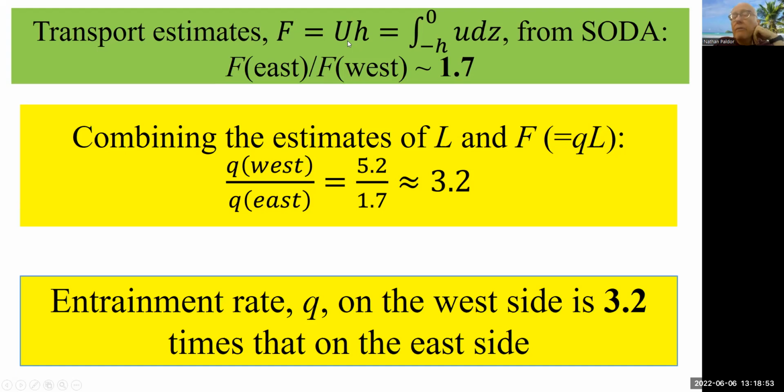We can calculate, again from SODA, the ratio in the fluxes by taking the integral of U over H from a very deep level, say minus 1,000 meters or so. And we find that on the east side, the current carries somewhat more water than on the west, about 1.7. So if you now look at Q, which is equal to F over L, you find that Q on the west, the entrainment rate on the west, is about 3 times that on the east, if you just divide 5.2, which we found before for L, by 1.7, which we find for F. The main conclusion is that the entrainment rate on the west side has to be about 3.2 times larger than that on the east side.